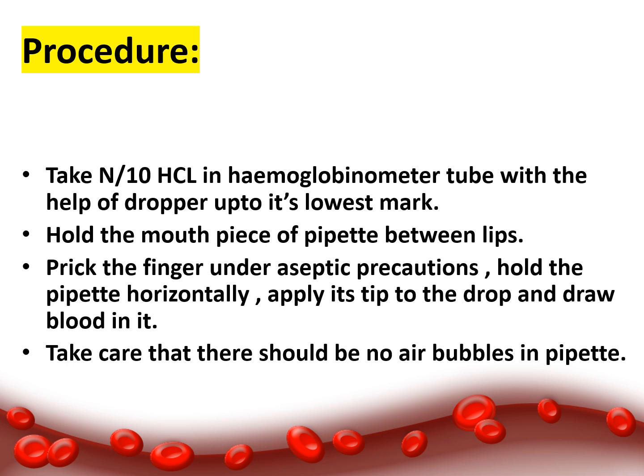Okay. So first take N/10 HCl in the hemoglobinometer tube with the help of a dropper up to its lowest mark. Then hold the mouthpiece of the pipette between the lips. Prick the finger under aseptic precautions. Hold the pipette horizontally, apply its tip to the drop and draw blood into it. Take care that there is no air bubble present in the pipette.